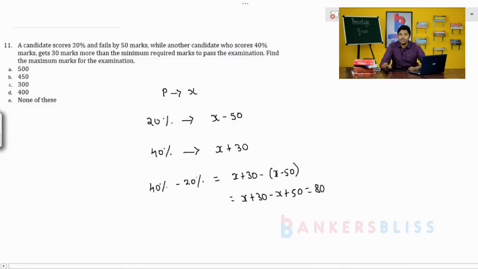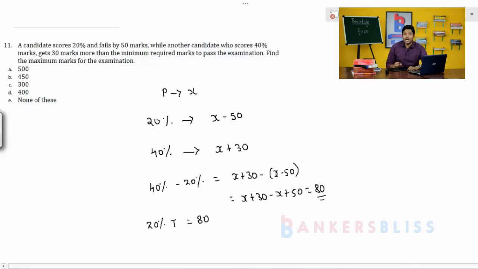See, this one you can do orally. 20%, 50 marks less. 40%, 30 marks more. So difference 40 minus 20, 30. But sorry, 40 minus 20, 20. But there 50 less, here 30 more. So in the middle, the gap is 80. So here you got 80. 50 plus 30, 80. Means what? 20% of the total is 80.